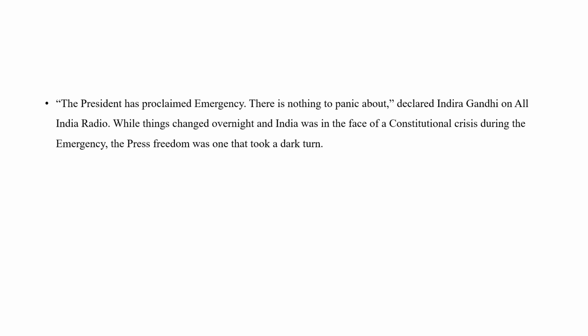But overnight, the entire face of the constitutional crisis changed, and emergency emerged as a tool to curb the freedom of press, turning everything dark.